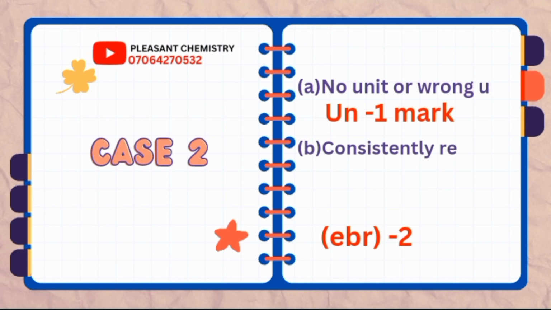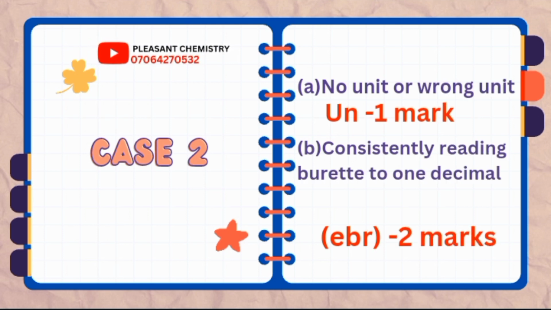Another, case 2. In this case 2, I have 2 subheadings or 2 penalties attached to errors committed during titration. Now, no unit, which means that when you are drawing your table, if you do not put a unit, it will attract -1 mark. Or wrong unit.